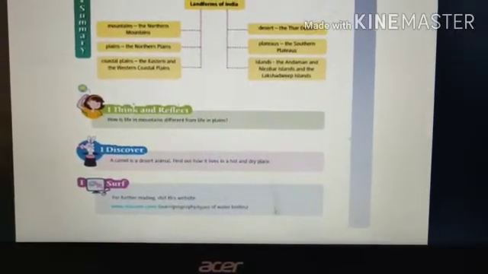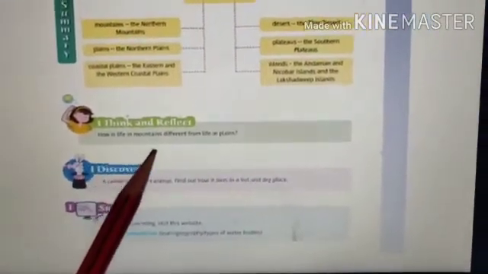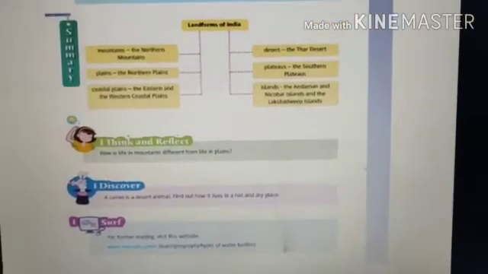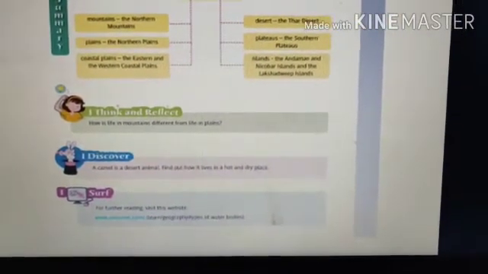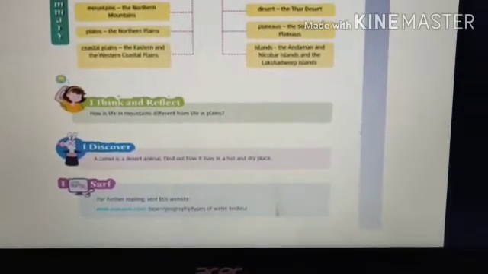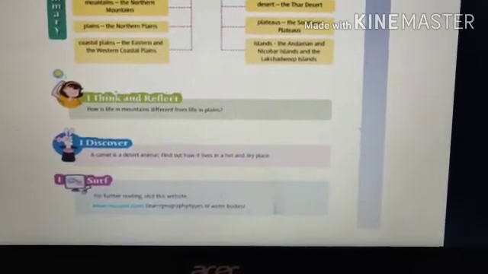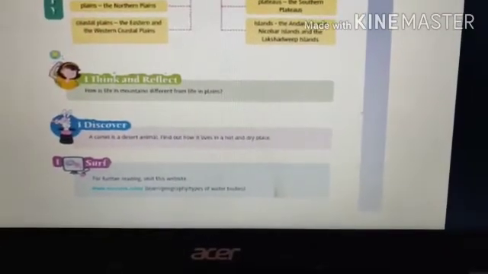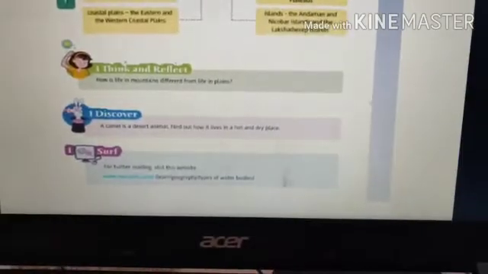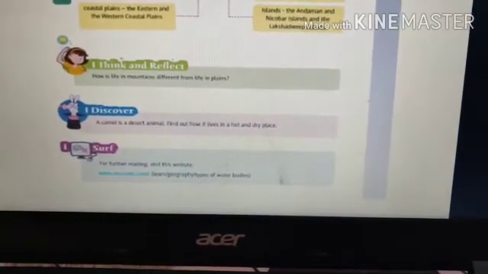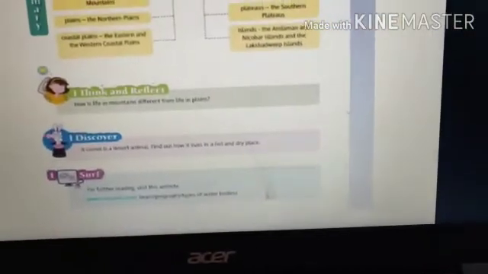Now come to the "I Think and Reflect" section. The question here is: how is life in mountains different from life in plains? We have discussed mountains and plains. In the mountain areas, especially of the Himalayas, there is a very cold climate. Therefore, people there have to endure extremely cold winters, so their life is tough, whereas in the plains the climate is pleasant, so they do not have to live a tough life.